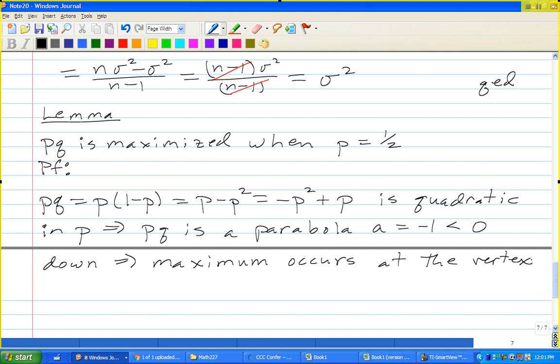Okay. And so, recall the formula x equals negative b over 2a. That's where the x-coordinate of the vertex would be located. Well, we don't call it x in this case. We call it p. And the constant in front of the p is plus 1. The constant in front of the p squared is minus 1. And so the maximum occurs when p is 1/2. And that's what I wanted to show.